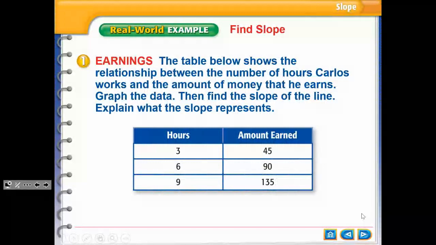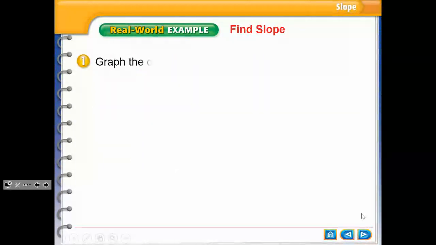So pause if you'd like to read this on your own, otherwise I'll read it with you. The table below shows the relationship between the number of hours Carlos works and the amount of money that he earns. Graph the data and then find the slope of the line. And of course, maybe the most important part, explain what that slope means.